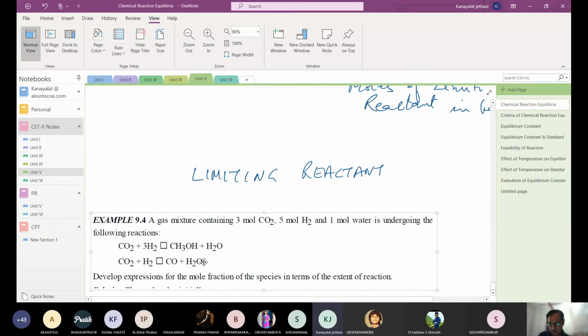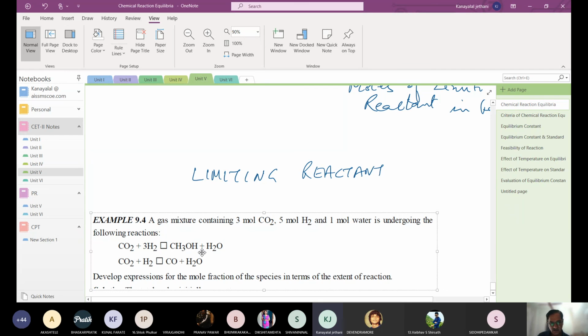I is for component, J is for reaction, reaction 1, reaction 2, that means J is 1 and 2, and I is 1, 2, 3. Here I took CO2 as 1, hydrogen as 2, CH3OH as 3, water as 4, then CO as 5. That means there are 5 components, so I is up to 5 and J is from 1 to 2. You have to write Y for all 5 components: Y CO2, Y hydrogen, Y CH3OH, Y water and Y CO. So we will find 5 Y, the mole fractions.